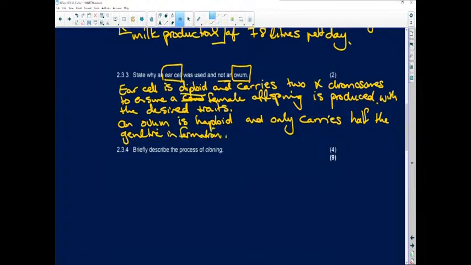Whereas this diploid ear cell carries all of it. Okay, it's diploid, X chromosome. I'm going to put the genetic info. All right, whereas to ensure that this female is going to carry everything, those desired characteristics. Now, briefly describe the process of cloning.